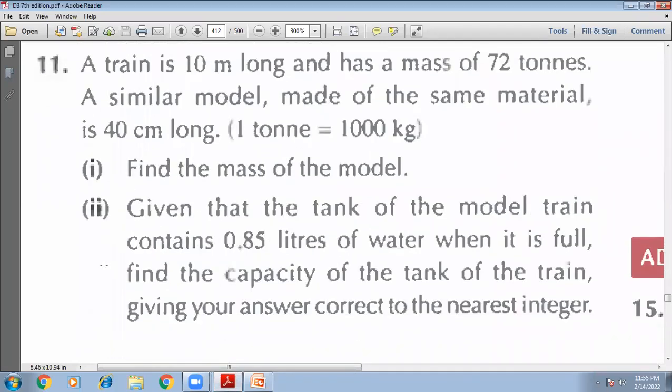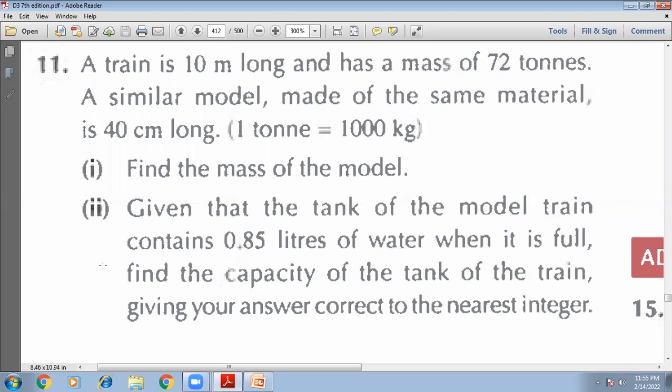Okay. He says a train is 10 meters long and has a mass of 72 tons. A similar model made of the same material is 40 centimeters long, whereas 1 ton means 1000 kg. Find the mass of the model. You see, the real train, the actual train is 10 meters long and its mass is 72 tons.